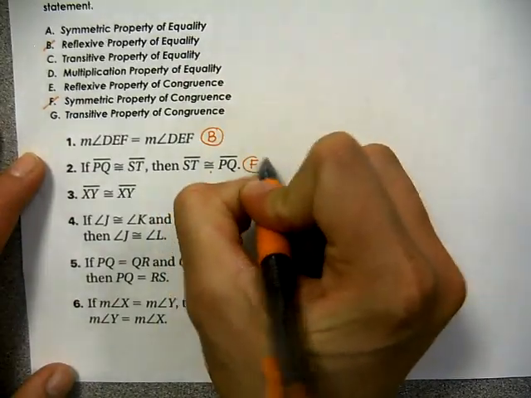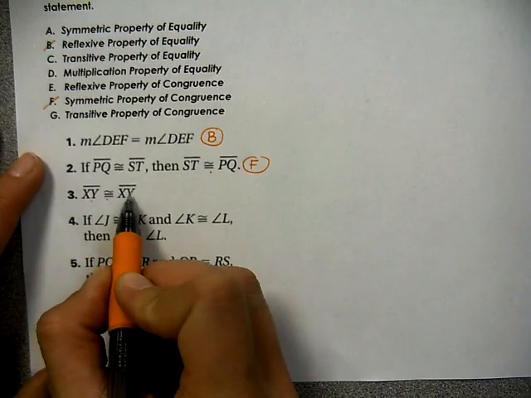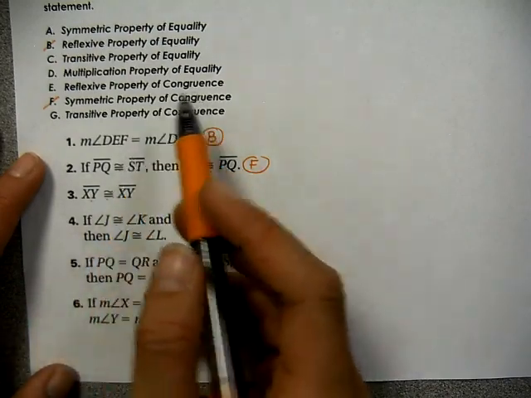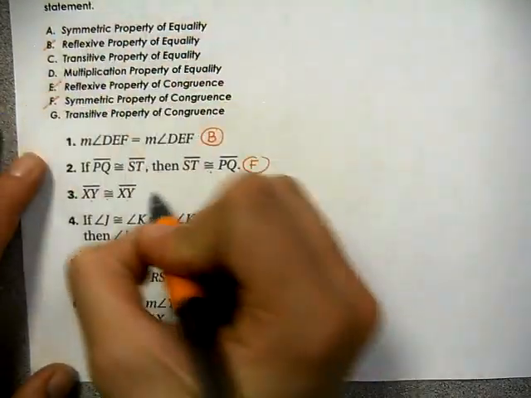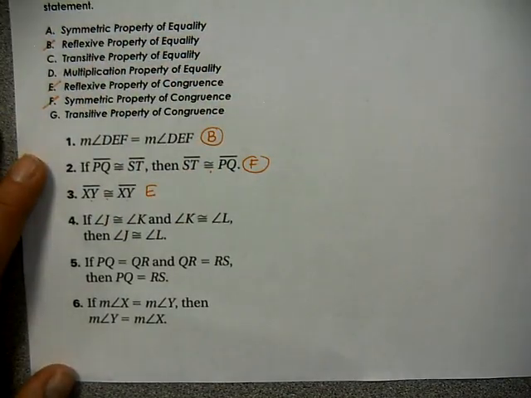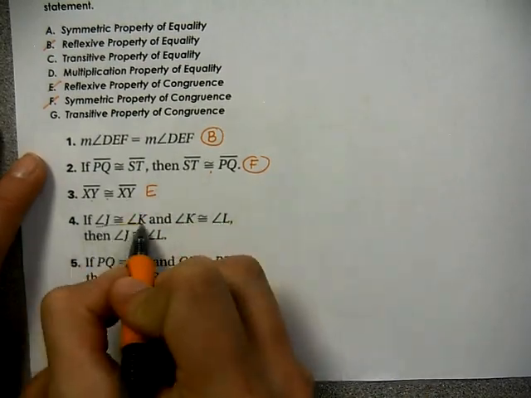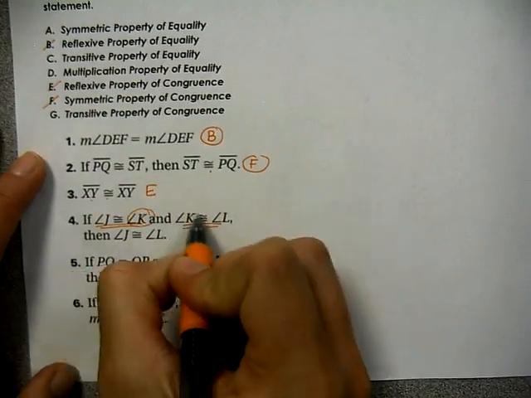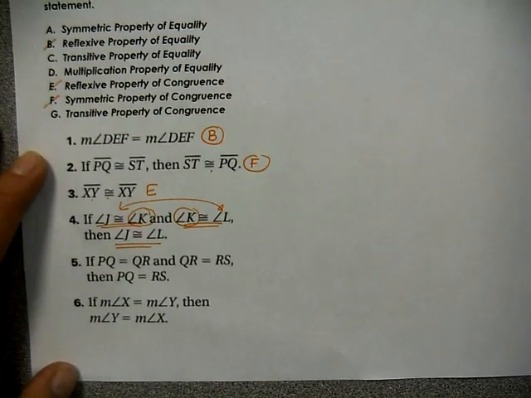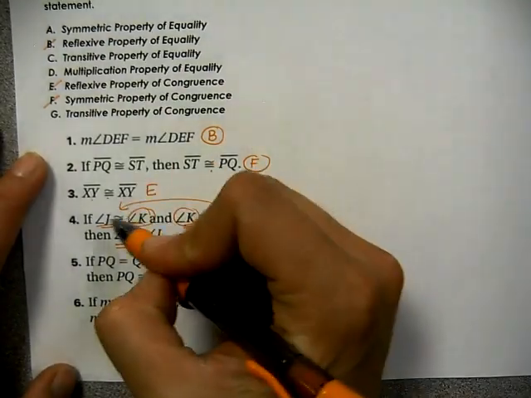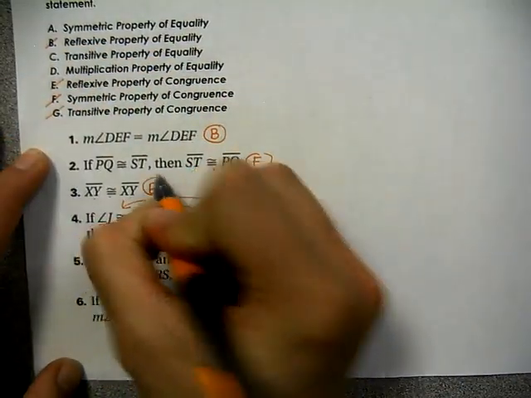That would be F. I have one segment congruent to itself. It's the same segment congruent to itself. That's reflexive property. I know it's reflexive property of congruence because I have a congruent symbol and I'm talking about segments. Here, angle J is congruent to angle K, K is congruent to L, and J is congruent to L. So I have two different congruent statements where I have a connector between the two. That allows me to say J and L are congruent. That would be the transitive property. I'm using congruent symbols and angles, so transitive property of congruence here.